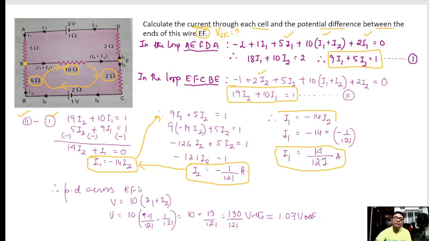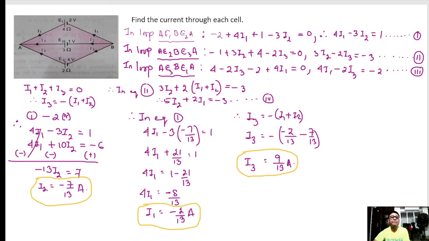Now they asked what is the potential difference across EF. So EF will be 10 times I1 plus I2. Putting the value of I1 and I2, we get 1.07 volt. 1.07 volt is the potential across the points EF. Clear? So friends, let's see the next one.